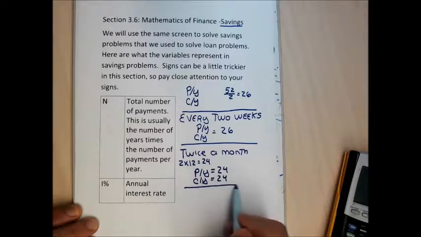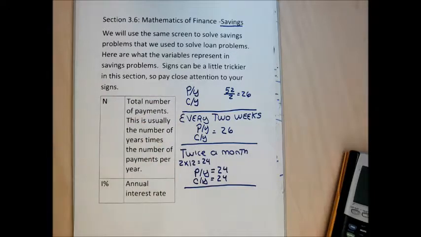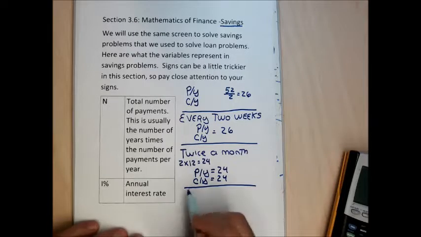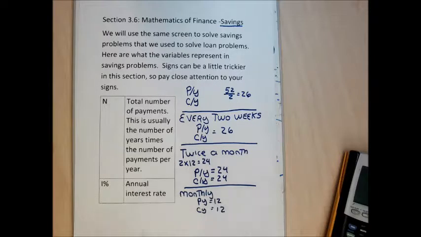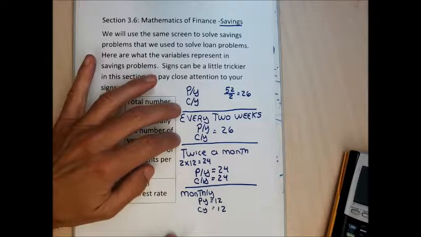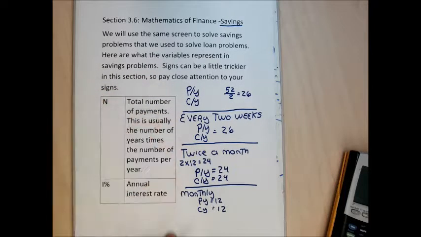These are the big differences between the PY and the CY in this chapter and the PY and the CY in the last chapter. My parents are on Social Security, and they only get paid once a month. If you're only getting paid once a month, then the PY and the CY are going to be 12. There are other PYs and CYs that might come up in this section, but the big ones are every 2 weeks compared to twice a month.